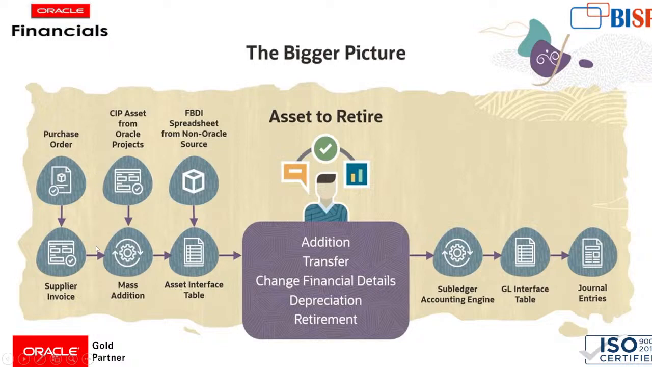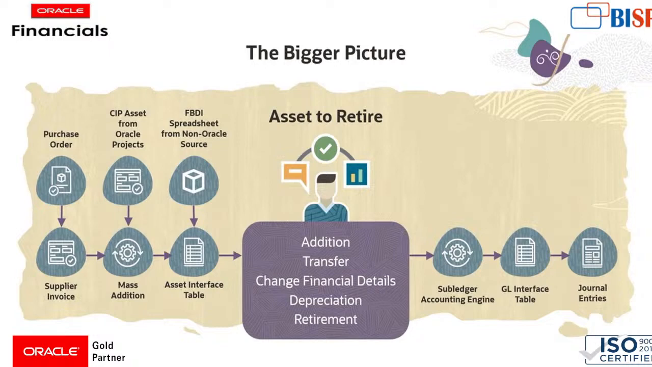From there we will mark the invoice line as Track as an Asset, and after that we will validate the invoice and create accounting, right? That is a very mandatory one, create accounting. Then after create accounting, the data will be pushed to the GL.